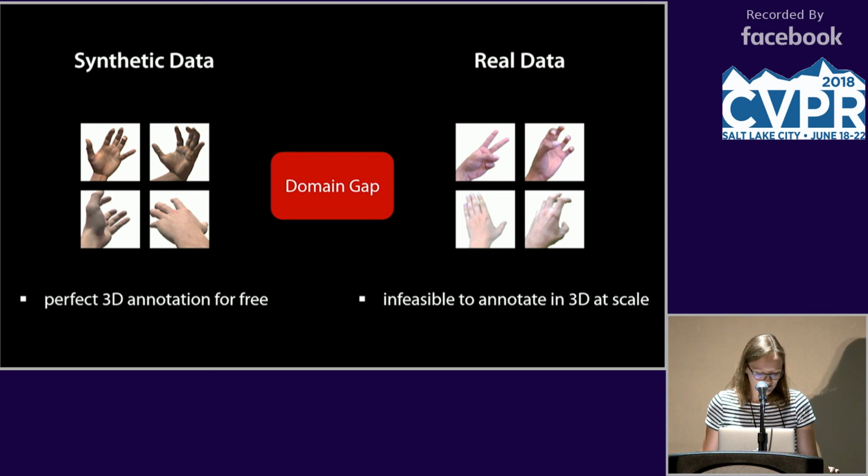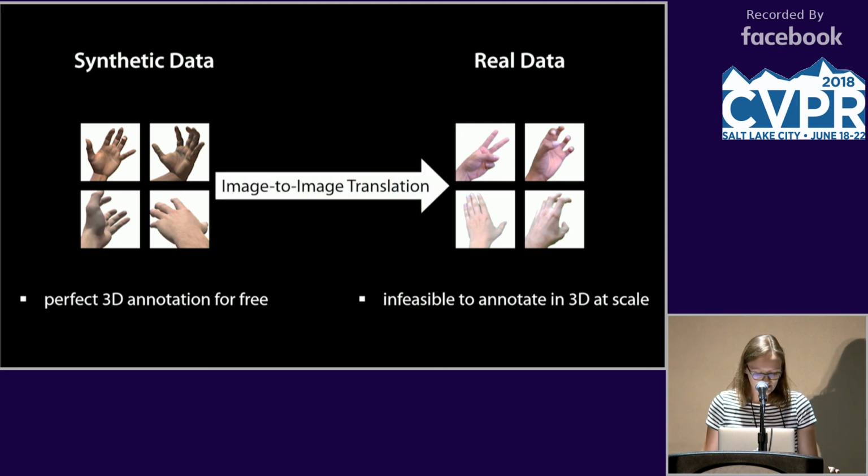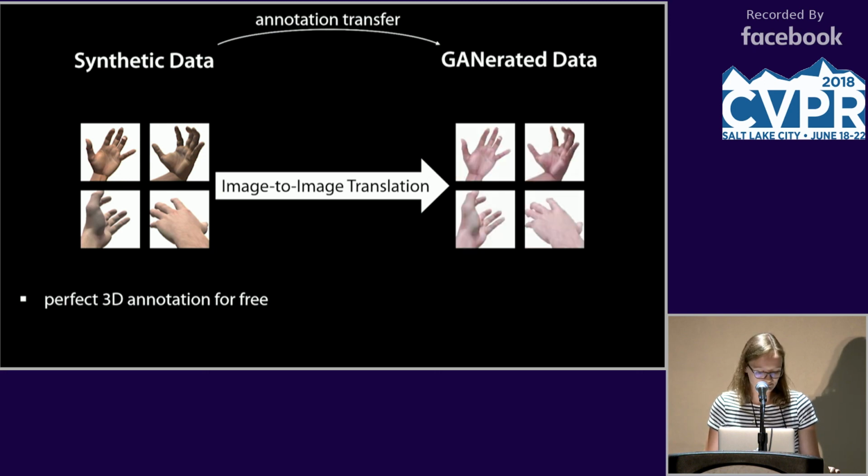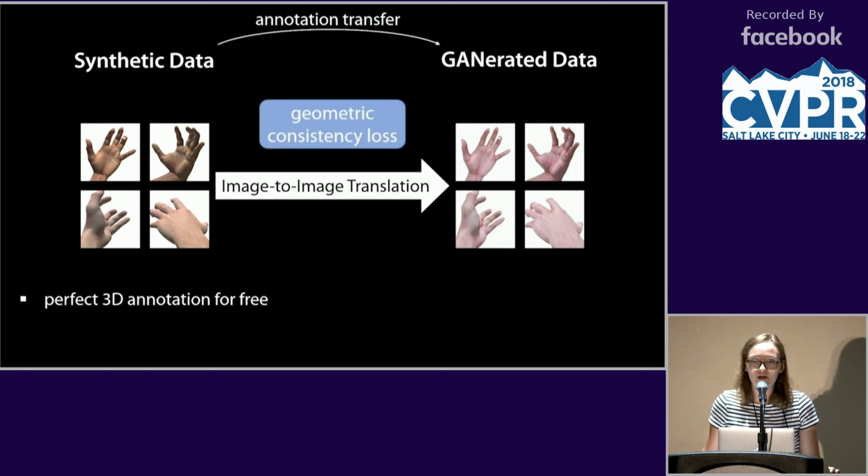Therefore, we propose a new image-to-image translation GAN to enhance our synthetic data such that it better mimics the features of real hands. We want to make sure that hand pose does not change during translation, such that we can transfer the annotation from the synthetic to our enhanced GANerated data. To enforce this, we propose a novel geometric consistency loss, which also gives the name to our network, the GeoConGAN.